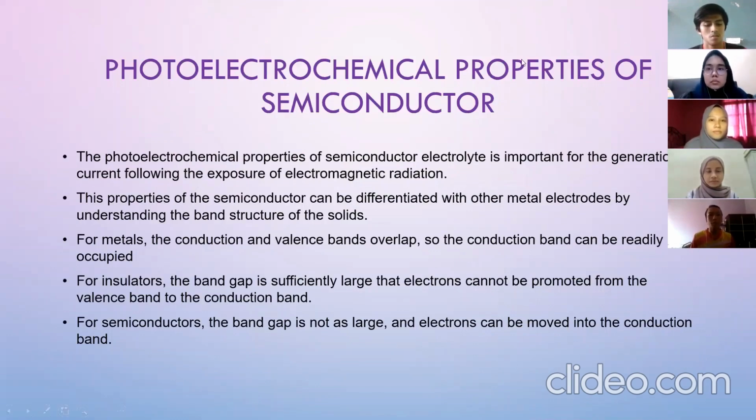The photoelectrochemical properties of semiconductor electrolyte is important for the generation of current following the exposure of electromagnetic radiation. These properties of semiconductor can be differentiated from other metal electrodes by understanding the band structure. For the metals, the conduction and valence bands overlap, so the conduction band can be readily occupied. For insulator, the band gap is sufficiently large. The electron cannot be promoted from the valence band to the conduction band. However, for the semiconductor, the band gap is not as large and electrons can be moved into the conduction band.